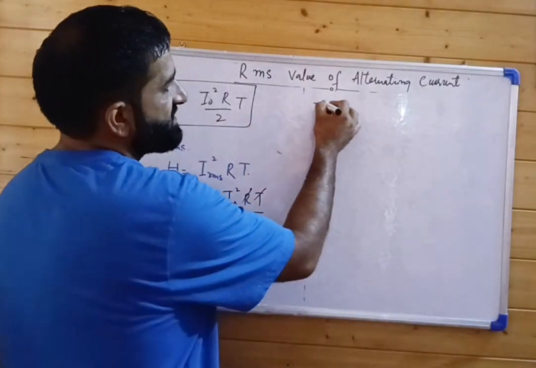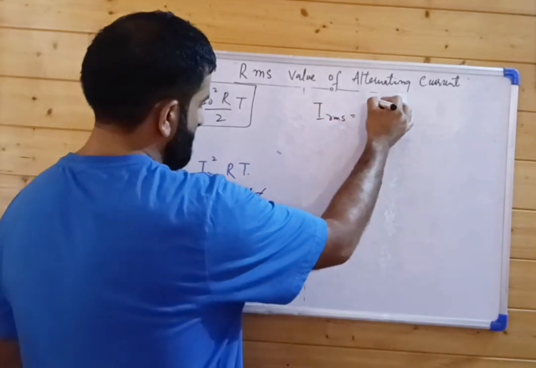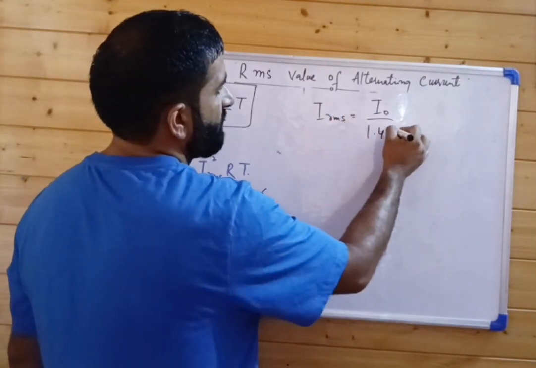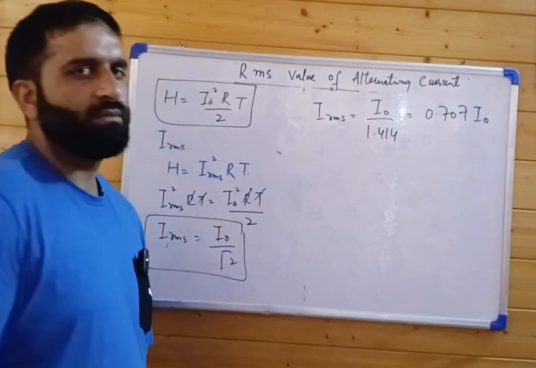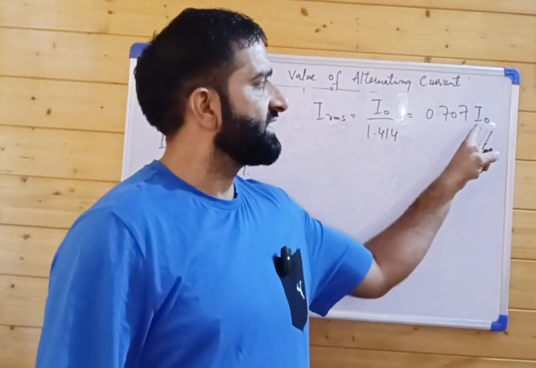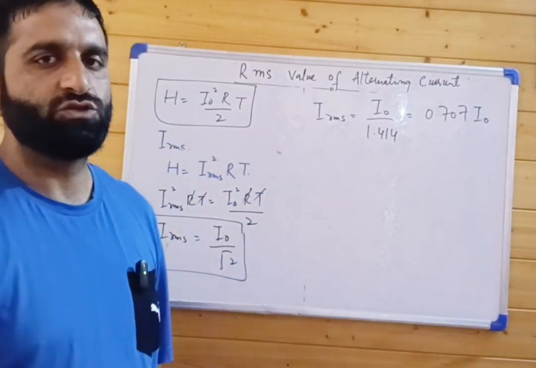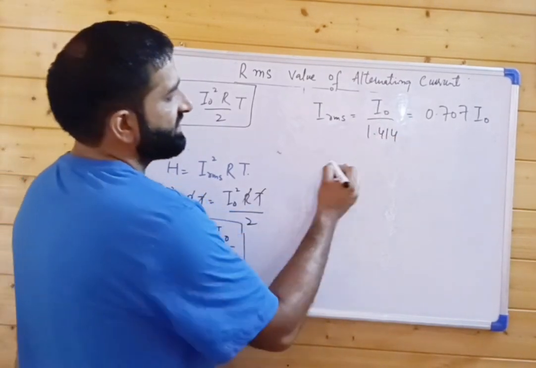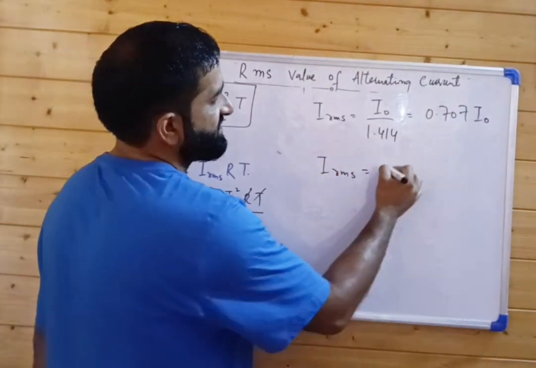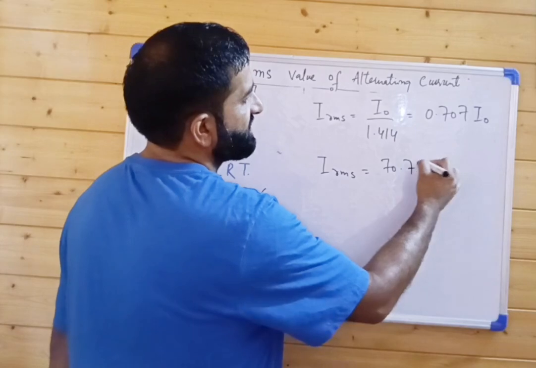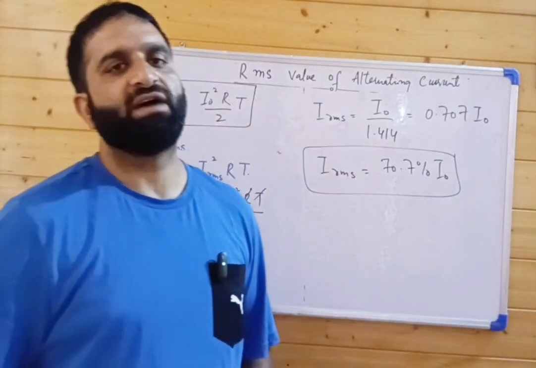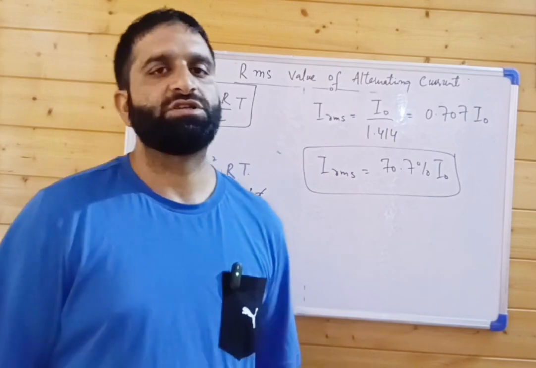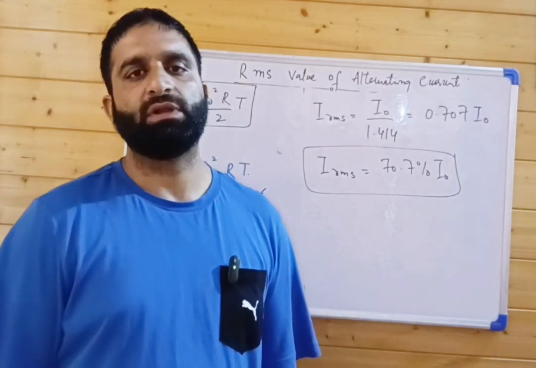Taking it magnitude wise, we have I RMS equal to I0 divided by 1.414, which comes out to be 0.707 I0. So the I RMS value is equal to 0.707 times the peak value or the amplitude of the AC current. Now taking it percentage wise, I RMS is equal to 70.7% of I0. So the RMS value of the current is equal to 70.7% of the peak or the amplitude of the AC current.